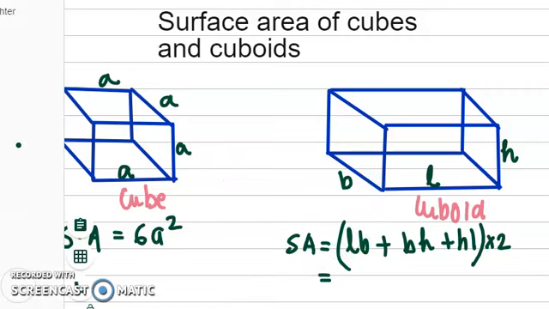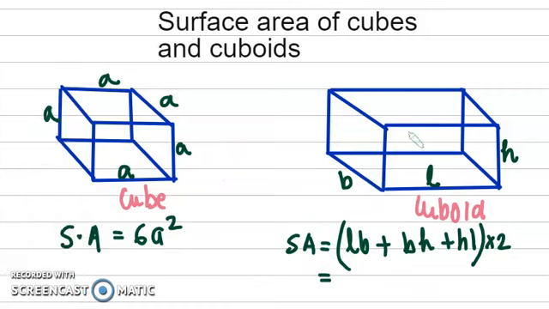So surface area will be, if length is 6, width is 4 and height is 3, all you need to do is 2 times L times B. L is 6 and B is 4. L times B means 6 times 4, that is 24. Then B times H. B is 4 and H is 3. So 4 times 3, 12. And then H times L. H is 3 and L is 6. So 3 times 6 is 18.